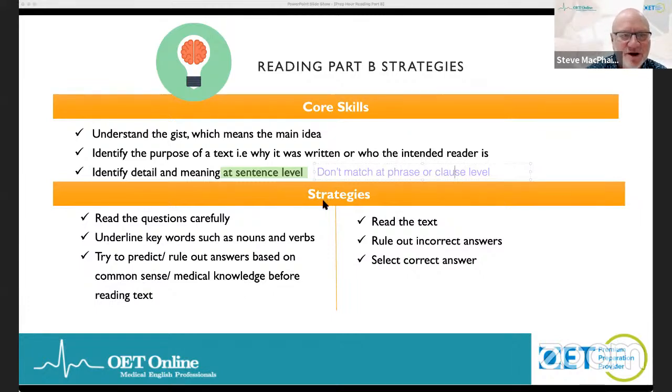Okay, now we're going to look at a few strategies. We're going to say, do you read the questions carefully? Yes, we'll look at that in a moment. We're going to underline the keywords, nouns, verbs, adjectives, adverbs in the text, words that you think are important. There'll be a brief engagement while we do this.